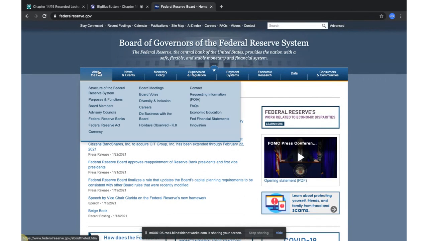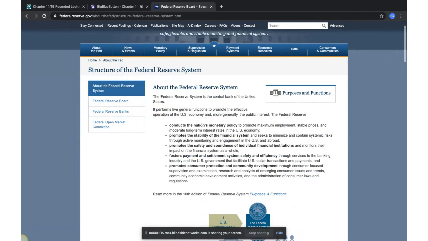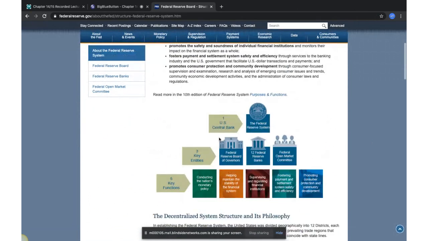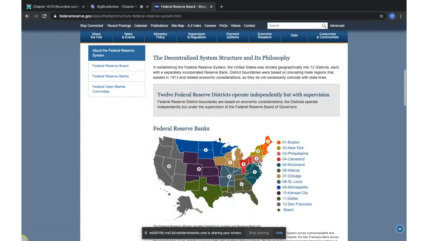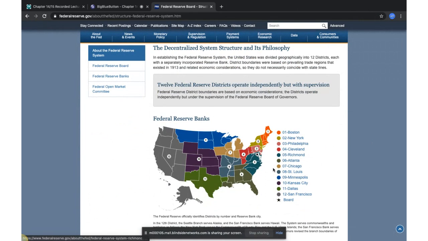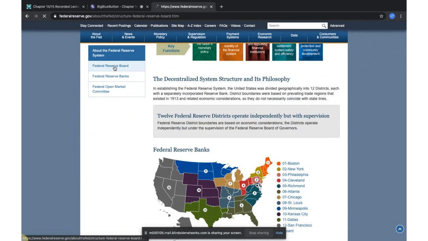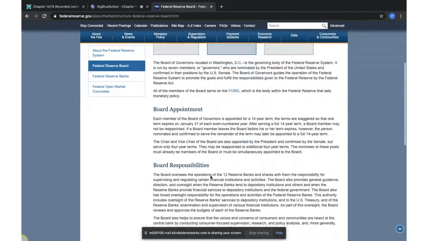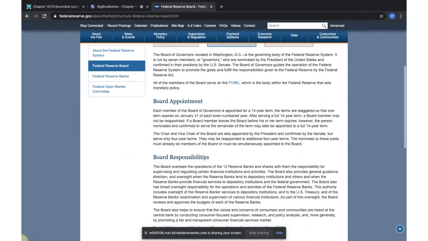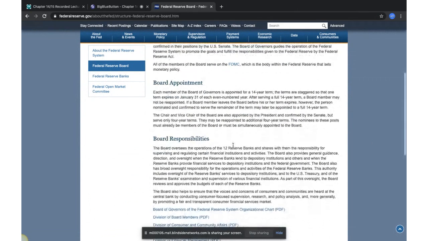So about the Fed. If we click on the structure of the Federal Reserve System, these are the functions of the Federal Reserve System: conduct the nation's monetary policy and promote the stability of the financial system. Let me focus more on the structure. This is the map which I was talking about. These are the 12 different banks from number 1 to number 12. If we click on the Federal Reserve Board, this is the board appointment. Each member of the Board of Governors is appointed for a 14-year term, and there are 7 members.